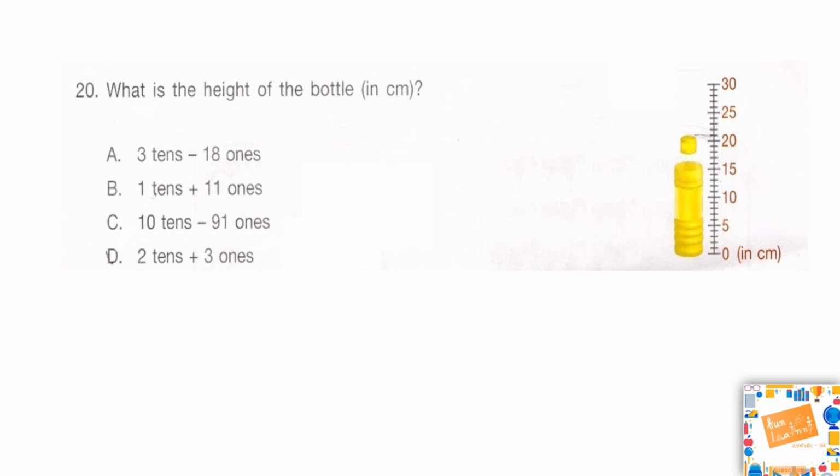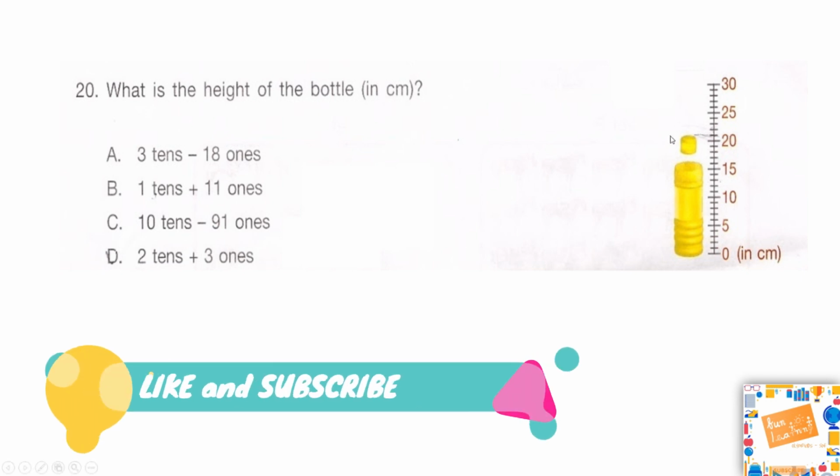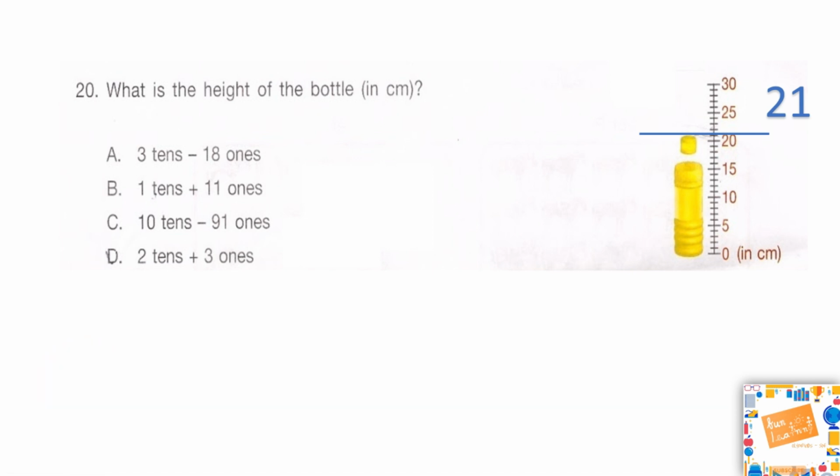Well, I hope you've got the answer. Let's look at it together. So looking at the bottle, we can clearly make out that it is 21 centimeters long. Now, we need to first find the computations of each of the options. So 3 tens minus 18 ones. So 3 tens is 3 times 10 which is equal to 30 and 18 ones is 18 times 1 which is equal to 18. So the equation in option A is 30 minus 18.